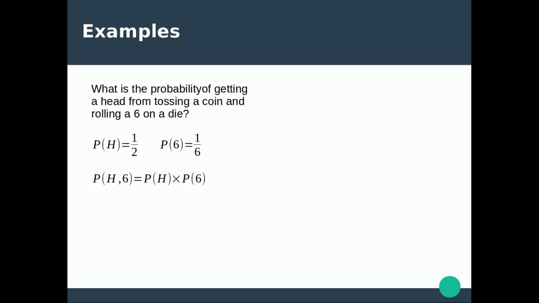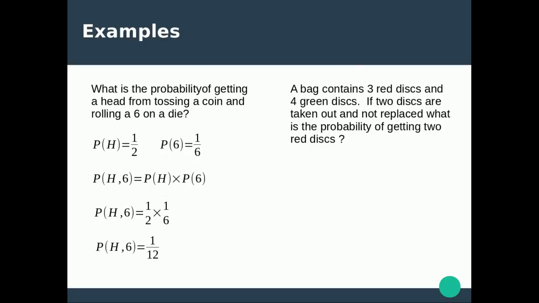So the probability of getting a head and a 6 will be the probability of getting a head multiplied by the probability of getting a 6. So that's a half times a sixth. So the answer is the probability for getting a head and a 6 is 1 over 12. Let's look at one more example.